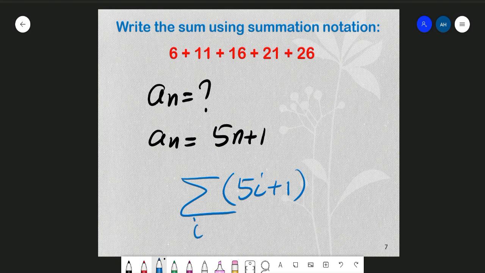Now i starting from 1, and stopping at n equal to 5. So this is n equal to 1 here, this is n equal to 2, n equal to 3, n equal to 4, and the last term 26 here is when n equal to 5. So the upper limit of the summation is 5 like this. So the sum 6 plus 11 plus 16 plus 21 plus 26, if we write it by using summation notation, will be like this: 5i plus 1 in brackets, i starting from 1 to 5.